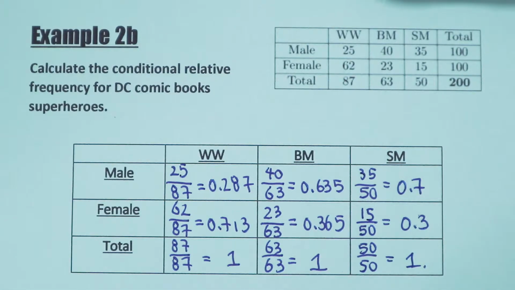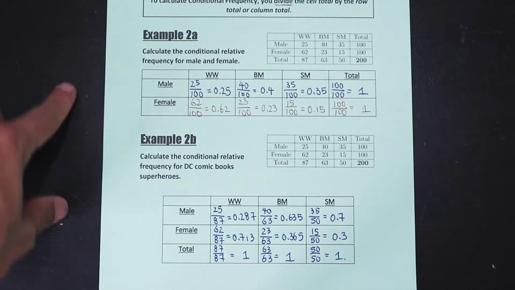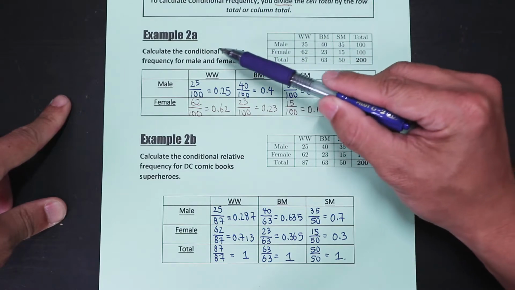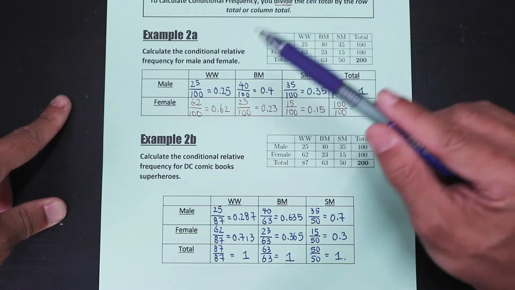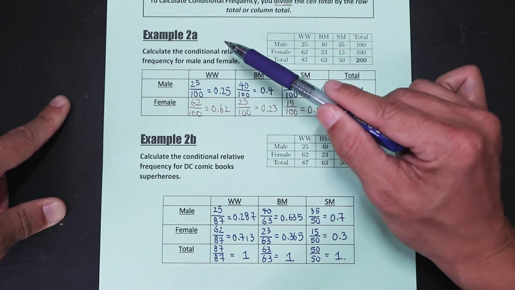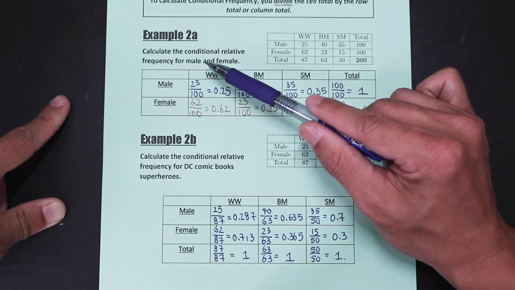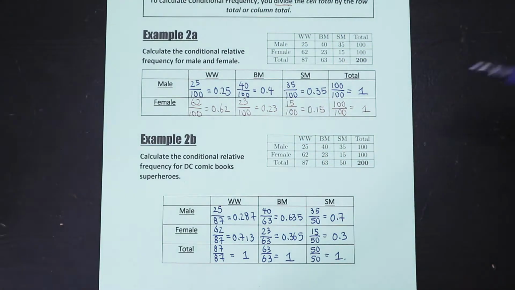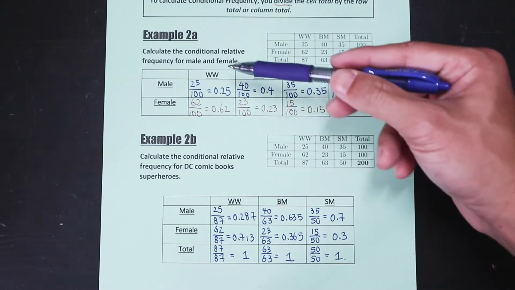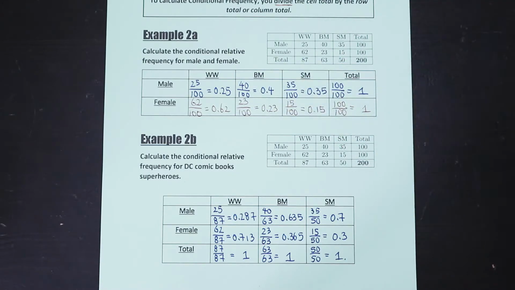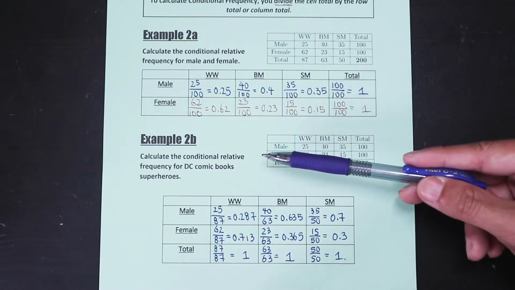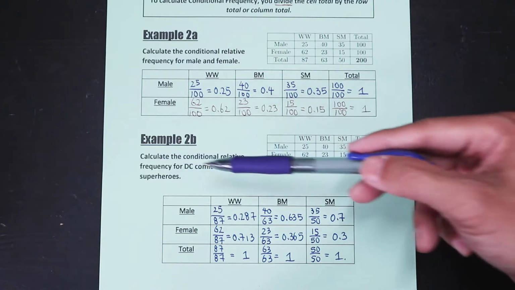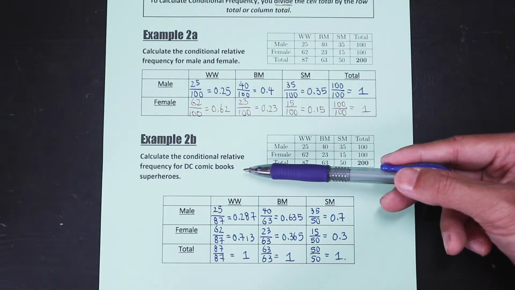So this is the conditional relative frequency for DC comic book superheroes. So combining example 2a and 2b, they both ask you for the conditional relative frequency, but you have to know which category. Example 2a was for gender, so that means you're going to have the total for each gender, which is right here. And example 2b is the conditional relative frequency for your favorite DC comic book superheroes.